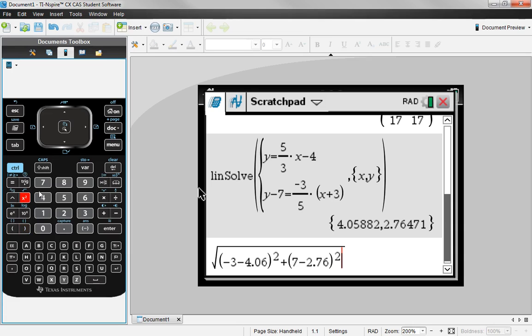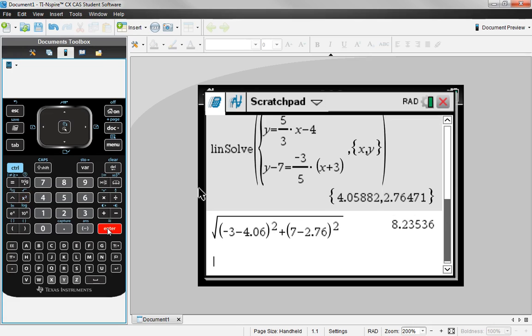This will be the distance between the original point and the point of intersection of the line and its perpendicular line. So I press enter and I'm done. The answer to this question is about 8.23. See how fast that was?